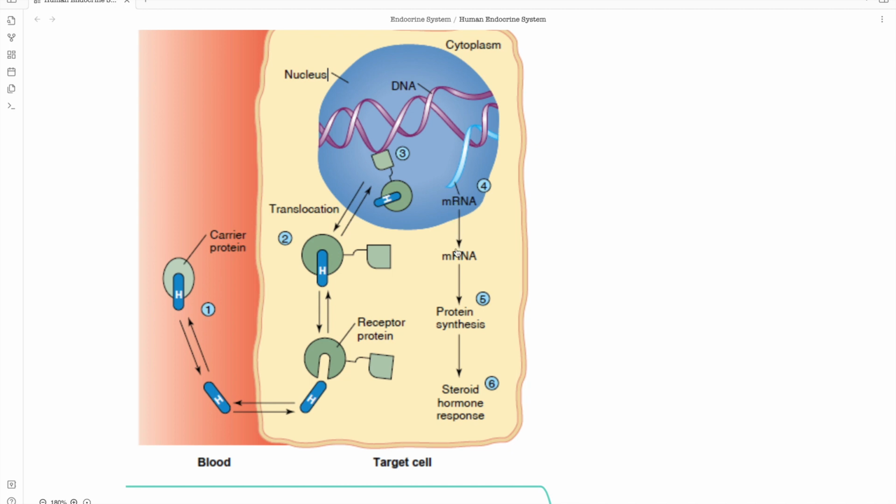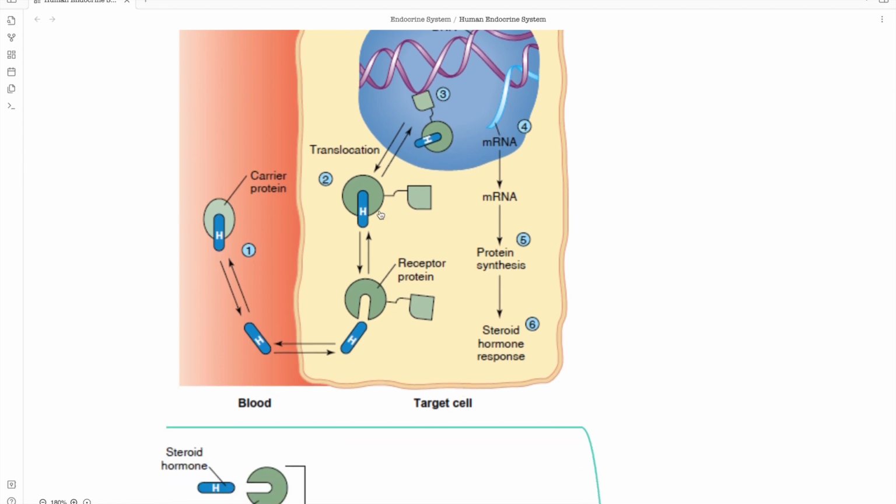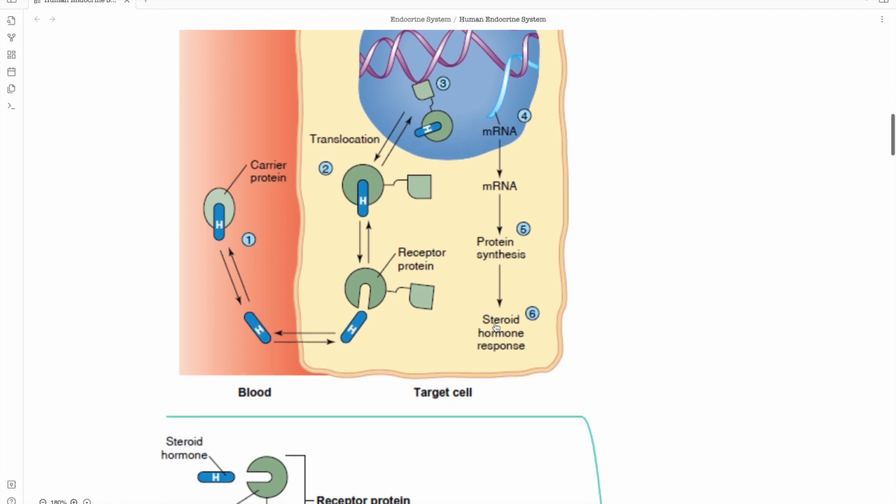This mRNA then comes out of the nucleus into the cytoplasm and undergoes translation. So the subsequent protein is synthesized, and this protein will have its own effect. That means the steroid hormone response is now complete. Now in this part we need to have a detailed view on what the structure of this receptor protein is and how it binds with the DNA.